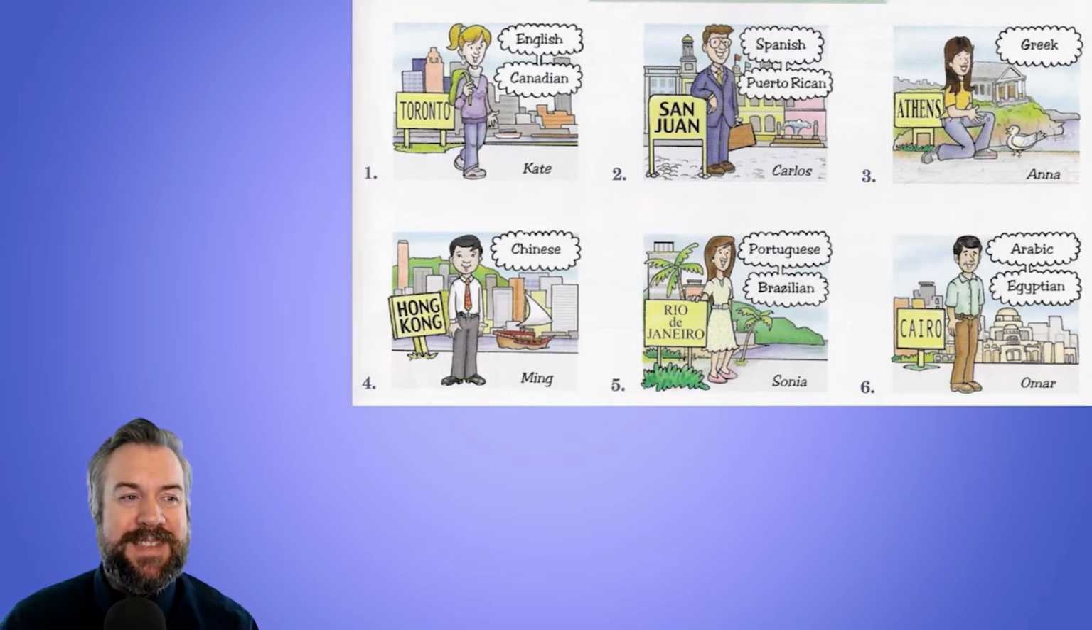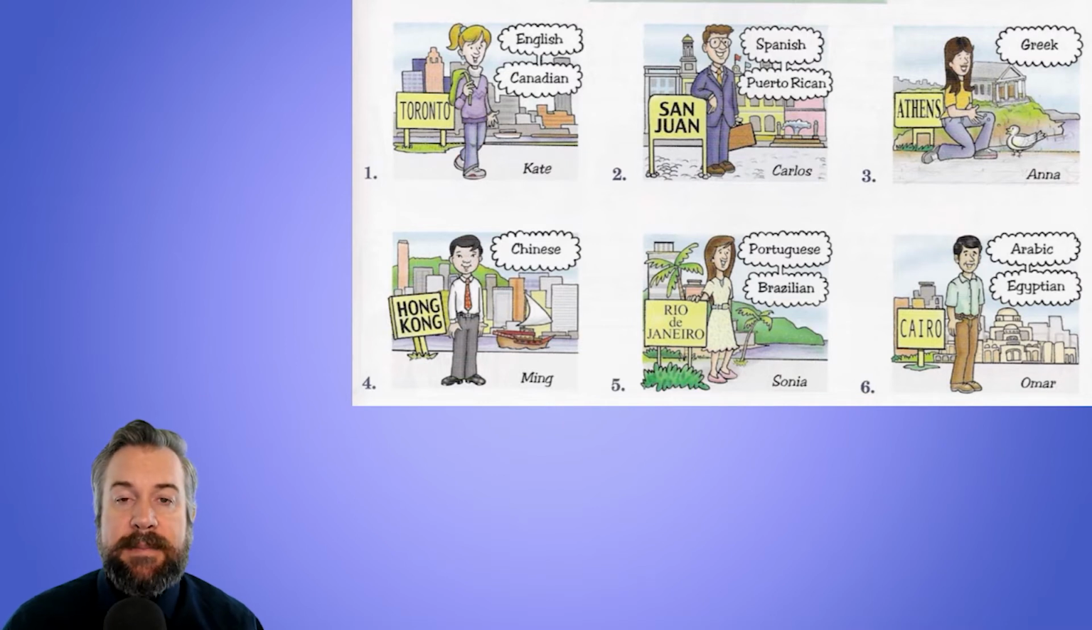And number 6. What is his name? His name is Omar. Where does he live? He lives in Cairo. What language does he speak? He speaks Arabic. And what does he do every day? He eats Egyptian food, he listens to Egyptian music, and he reads Egyptian news. Excellent. Well done. That's the end of page 81.